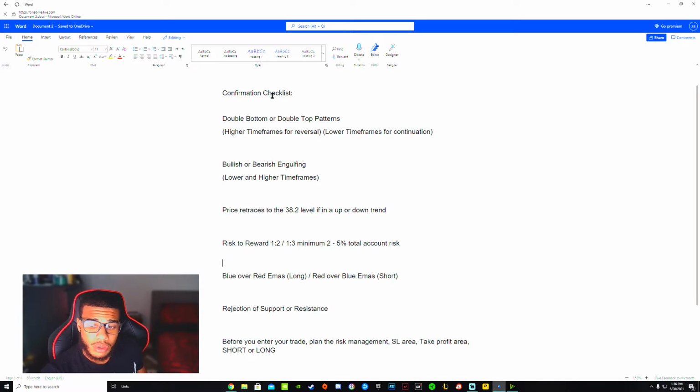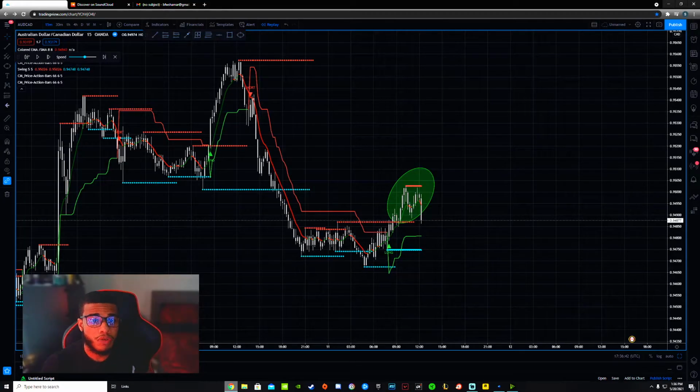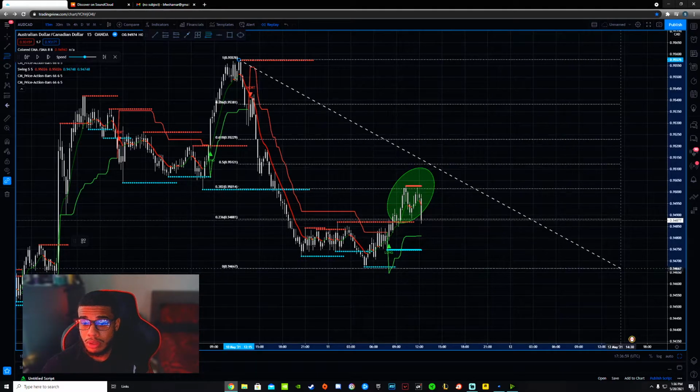Our next one is going to be price retracing to the 38.2 level if in an up or downtrend. So basically, this is our Fibonacci retracement. Now, our Fibonacci retracement is very important. I did not make a video on that. I will definitely make a video on that soon. But basically what our Fibonacci retracement is, you want to click on it. You want to find a high, click. You want to find a low. This is our low.